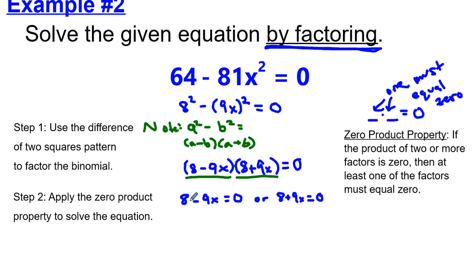So subtract 8 from both sides, we get negative 9x equals negative 8. Divide both sides by negative 9, and we get x equals negative 8 divided by negative 9, which is a positive 8/9. So that is one solution. On the other one, if you subtract 8 from both sides, we get 9x equals negative 8. And divide both sides by 9, we get x equals negative 8/9.